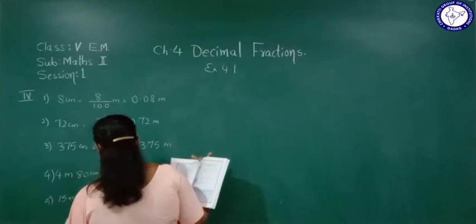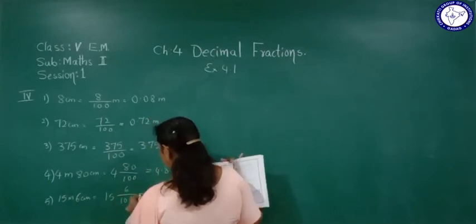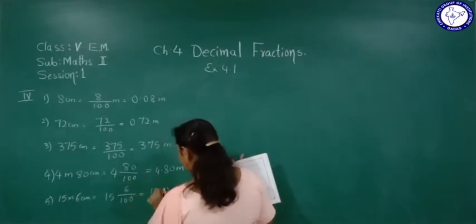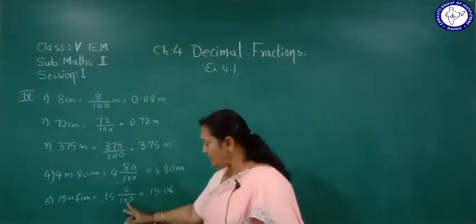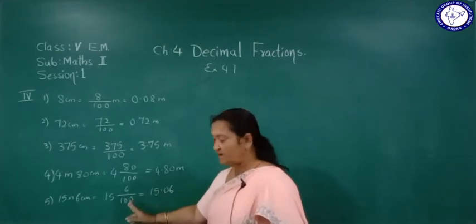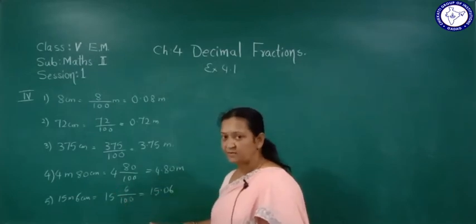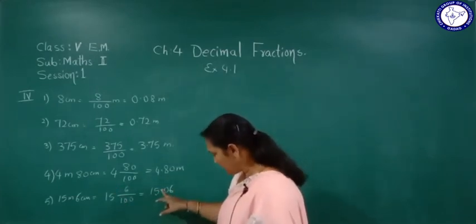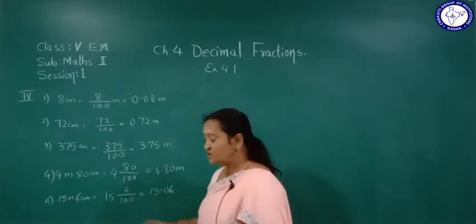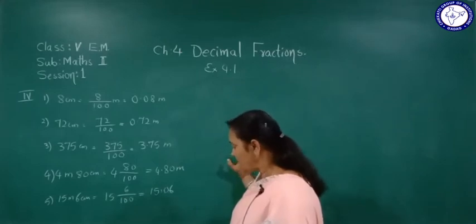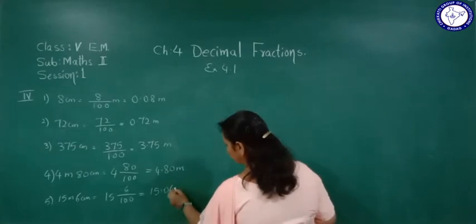Then fifth question, 15 meter 6 centimeter. So 15 integer 6 by 100. It is 15.06. Check here, 2 zeros are there in 100. In the denominator we have 2 zeros. So when we have 2 zeros, count two digits and then put the decimal point. So count 1, then add 0, make it 2 digits and then put the decimal, and 15 already is there. So this we write as 15.06 meter. Sorry, this is meter.